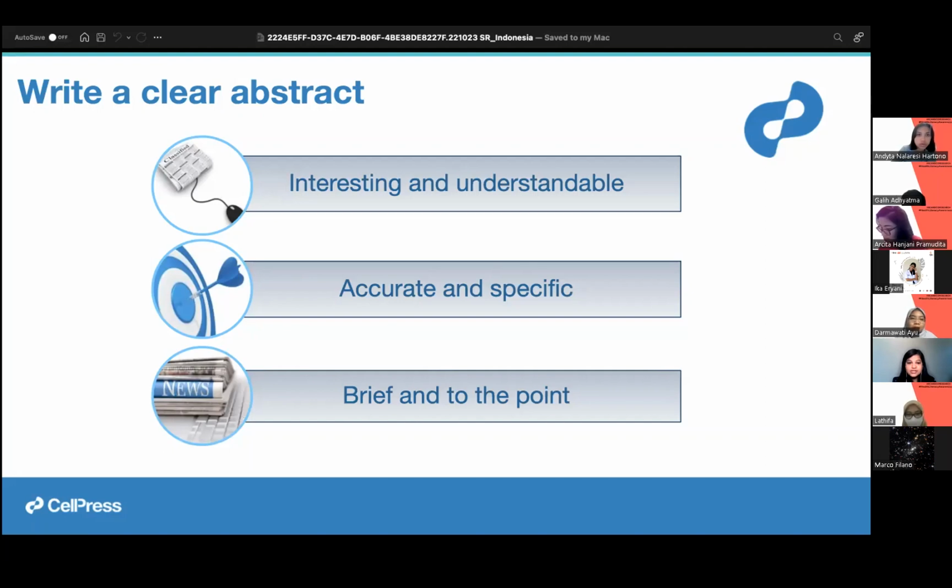So if you've tested something, let's say in one mouse model, your abstract should not say tested in a variety of animal models. And this sounds like a really obvious thing to say, but you would be surprised how many papers actually have abstracts that don't match very well with the actual content of the paper.